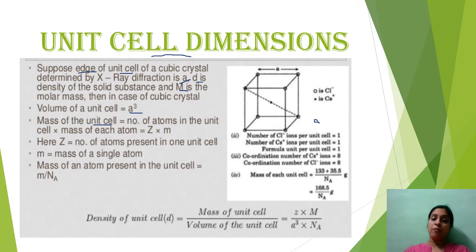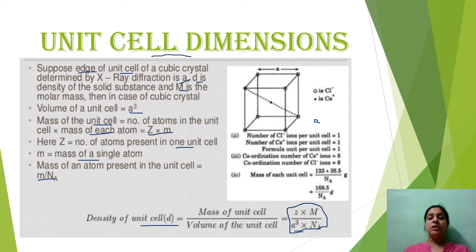Mass of unit cell कितना हो जाएगा, number of atoms in unit cell into mass of each atom, that is equals to Z into m. यही हुआ. Z क्या है, number of atoms present in one unit cell and m is the mass of a single atom. So mass is कितना हो गया आपका, that is equals to mass of an atom present in unit cell. तो कितना हो जाएगा बच्चे, that is equals to your given molar mass upon Avogadro number. So यहाँ से हम डेंसिटी कैसे कैलकुलेट कर सकते हैं, that mass of unit cell upon volume of unit cell. तो mass of unit cell जैसा कि मैंने आपको पहले बताया, आपका Z into M, that is molar mass upon A cube into Na. So this is the formula for the density of unit cell. Okay, so हमने इस पर भी आज आपका derivation देख लिया है.